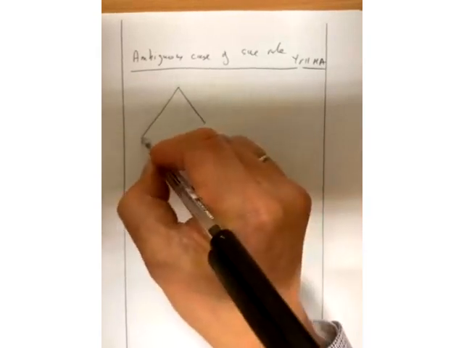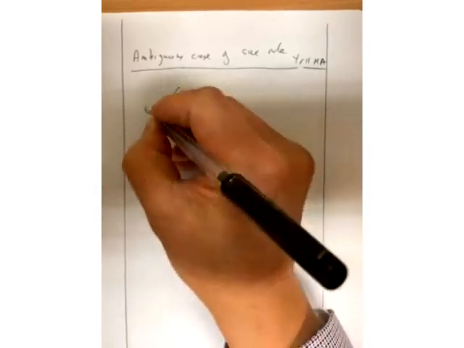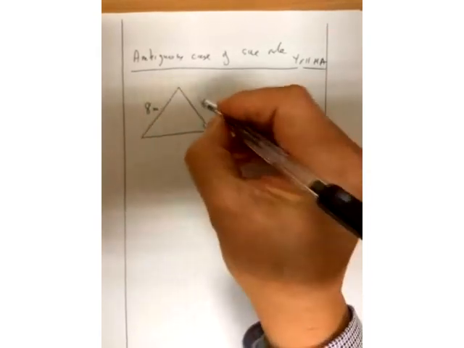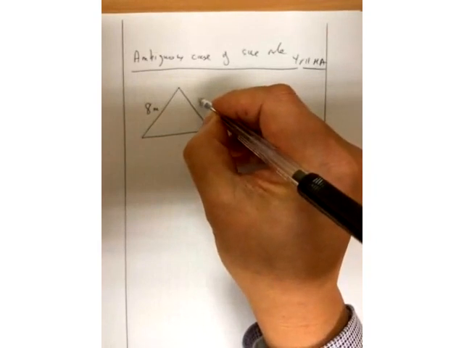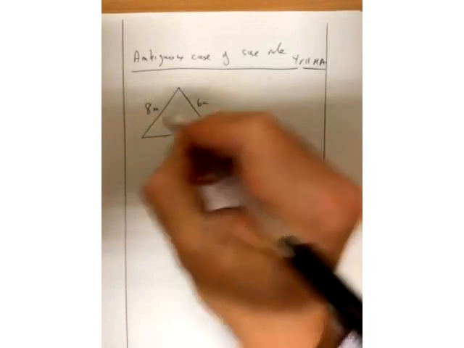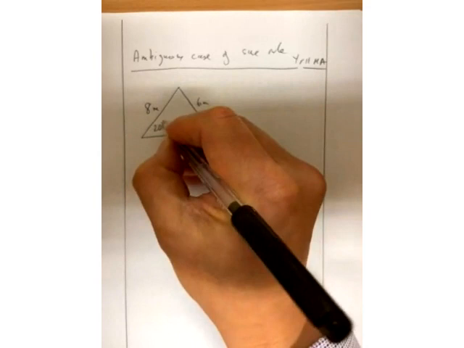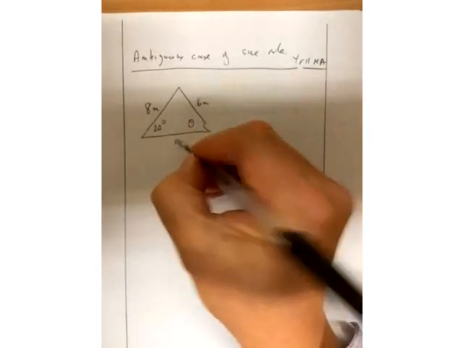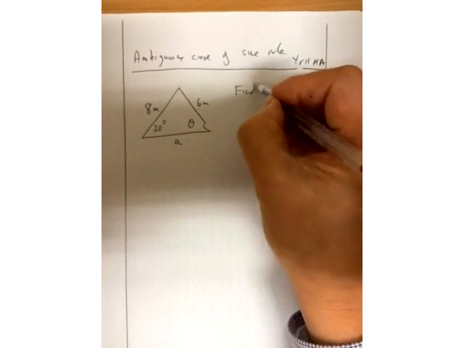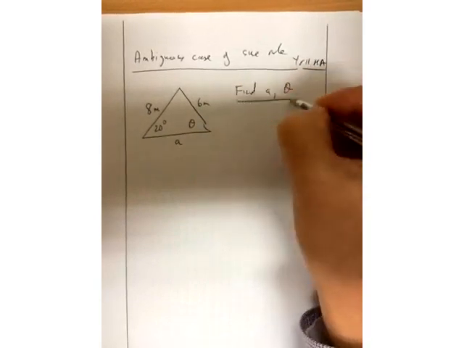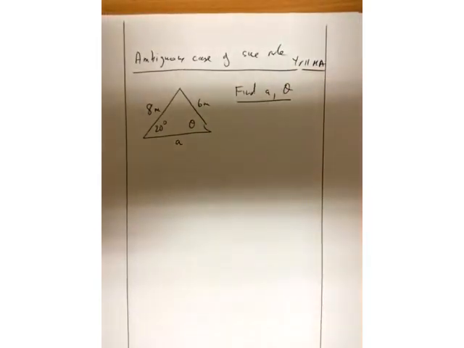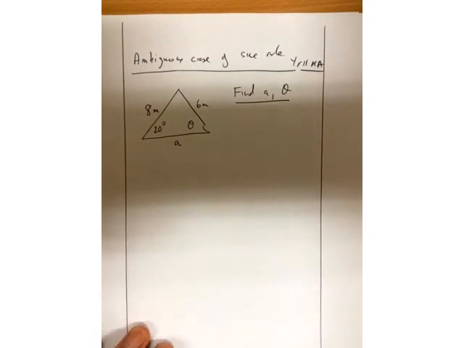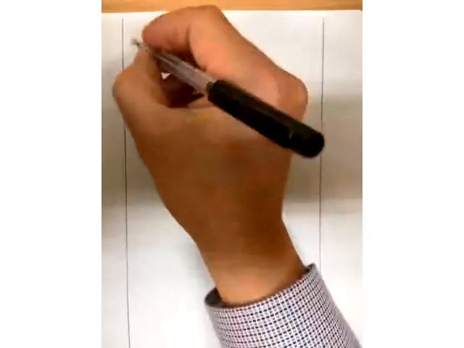So what happens is you have a triangle. You have this as 8 meters. You have this as, let's say, 6 meters. You have this as 20 degrees, and you have this as theta. They ask you to find A and theta. Innocent looking question, no problems there, right? But it's actually hard.